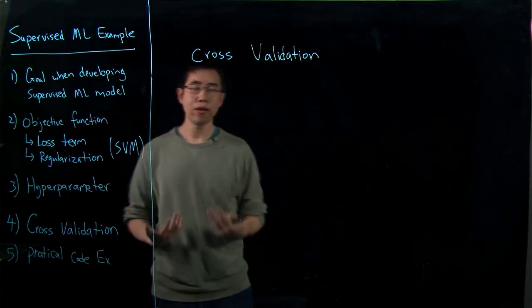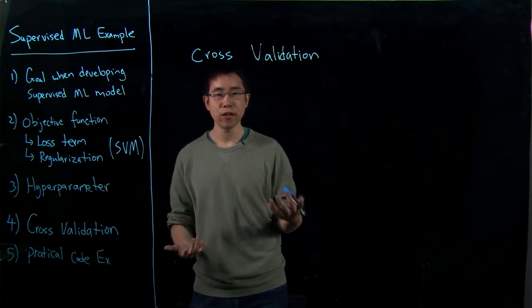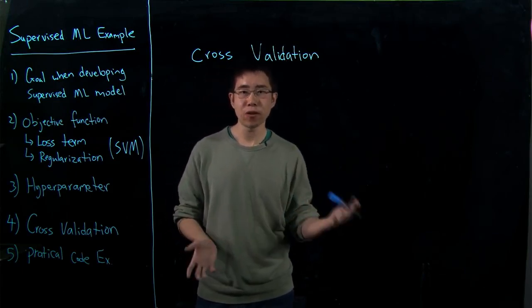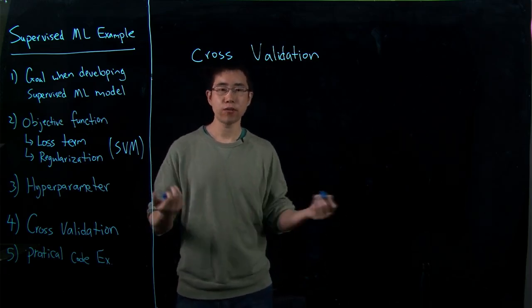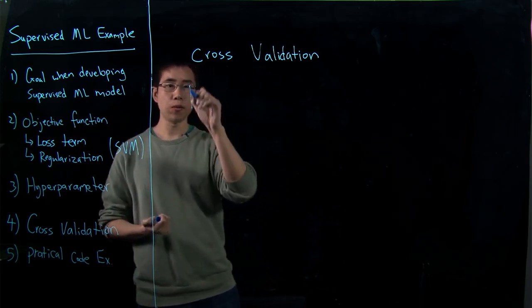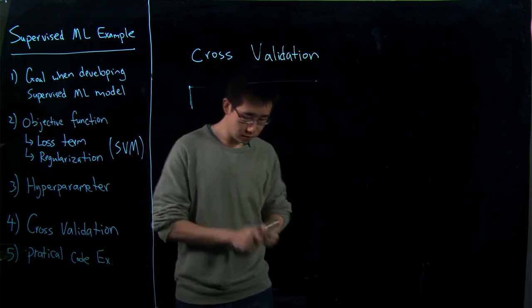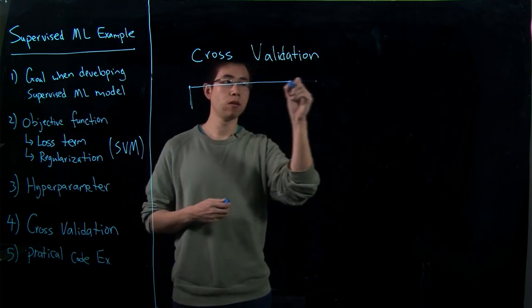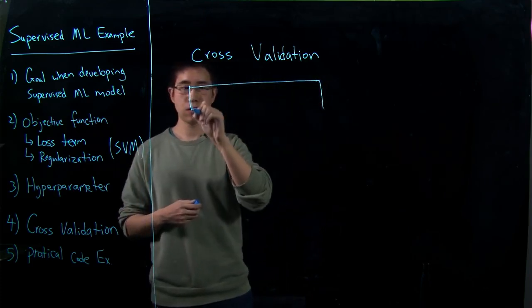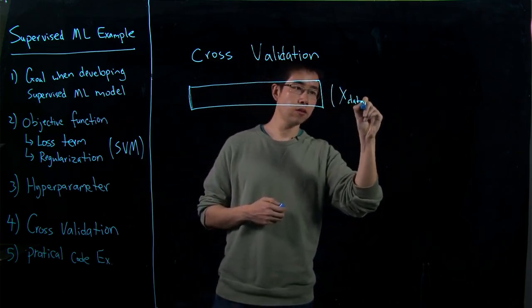In this video, let's go over the process of cross-validation, which is how we actually select a best value for our hyperparameter alpha with training data only. So the idea of cross-validation is simply that when we have a training data set, this is X data, Y data.